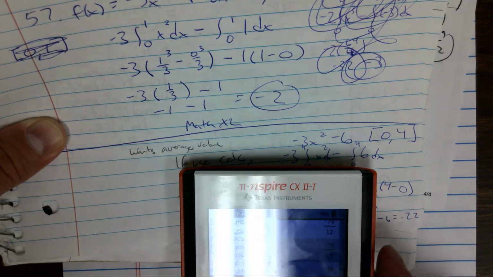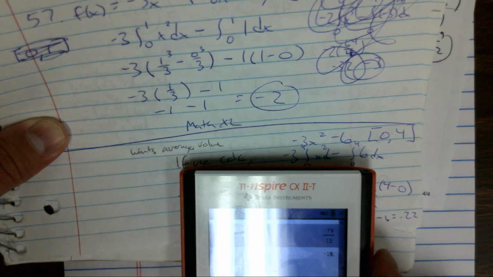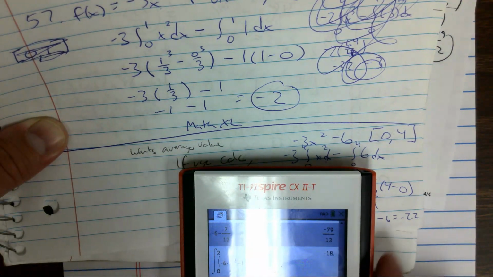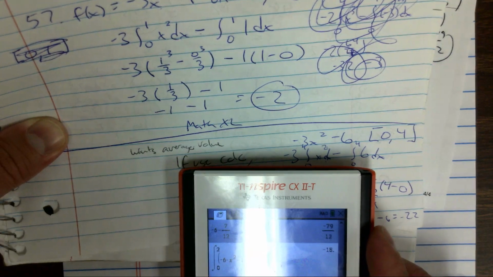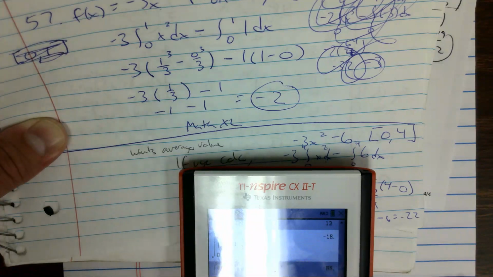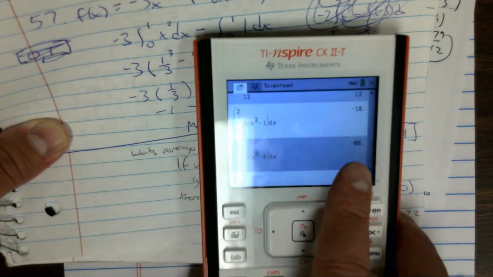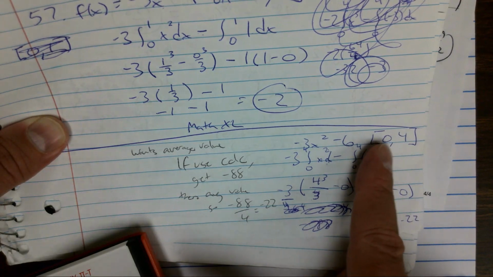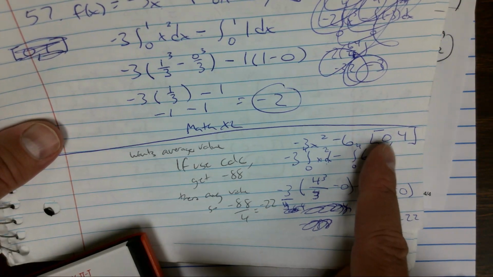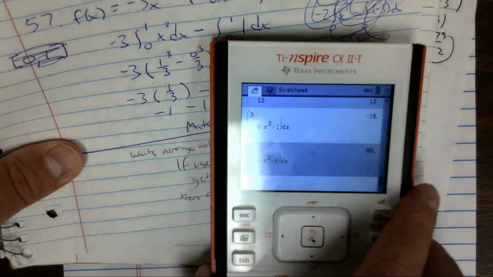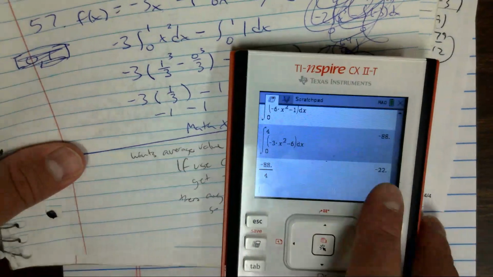So I'm doing the integral from 0 to 4 of negative 3x squared minus 6 dx. Okay, so sure enough, that does give me negative 88. Which is what I put over here. But we want the average value, and since it's 4 minus 0, then I had to divide by 4. So divide by 4 gives you negative 22.